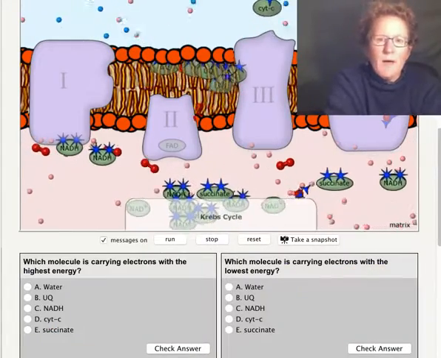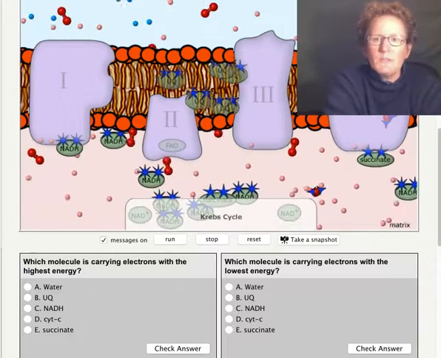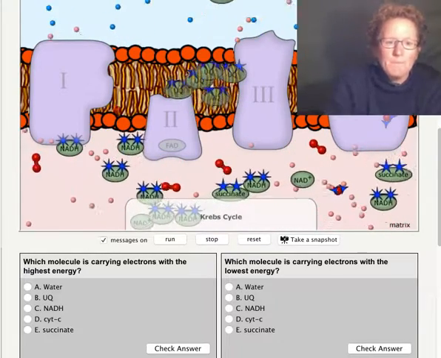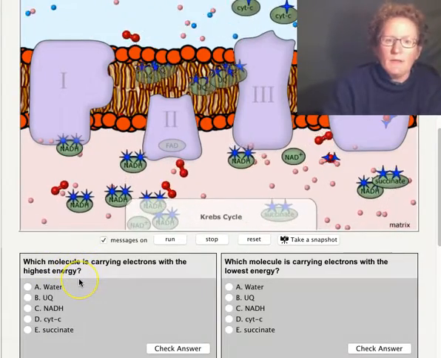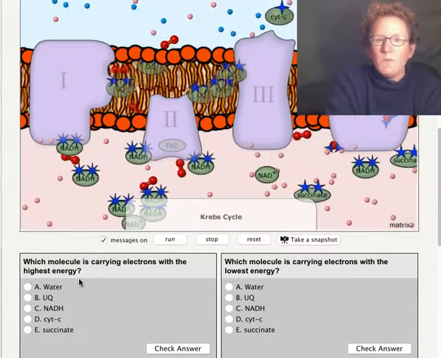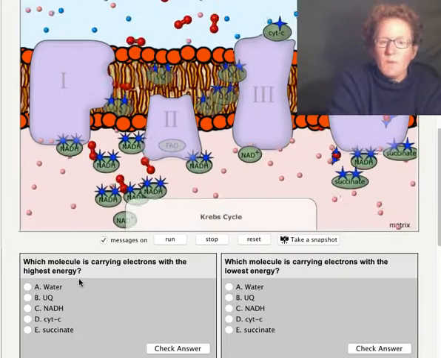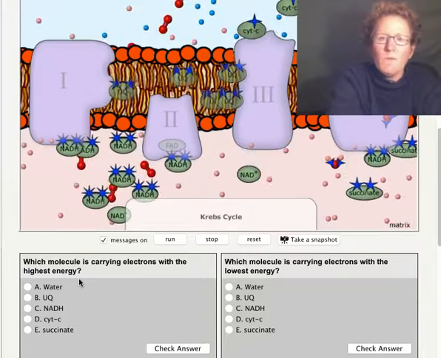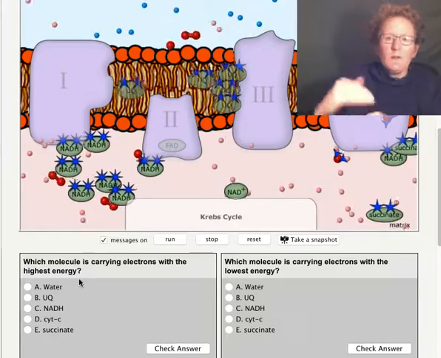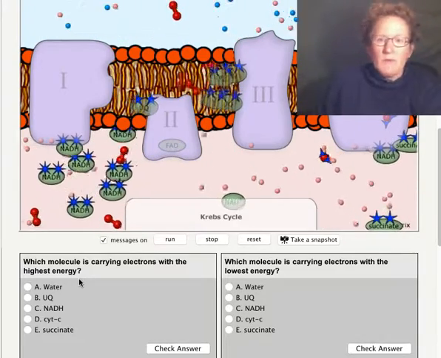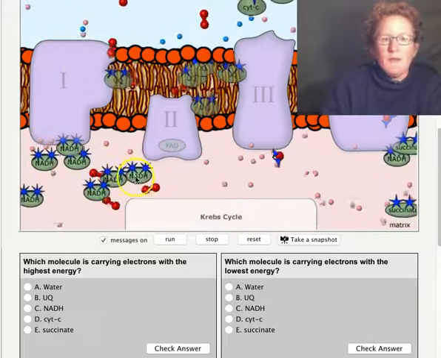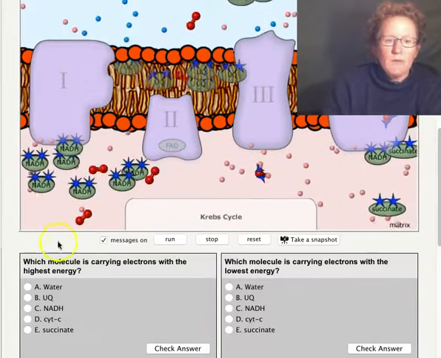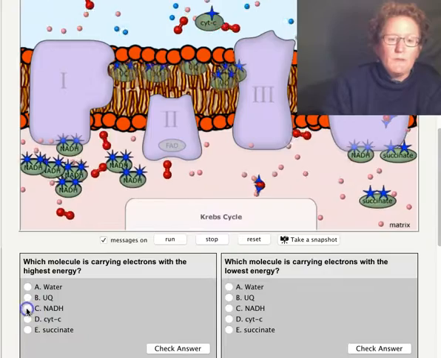While we're here with the model running, let's look at a couple of questions that are on the lab. Which molecule is carrying electrons with the highest energy? So we're supposed to look for stars with the most points to figure out which electrons have the most energy, or up on the top of those energy levels. It looks like to me that the NADH have the stars with the highest number of points. So let's look.